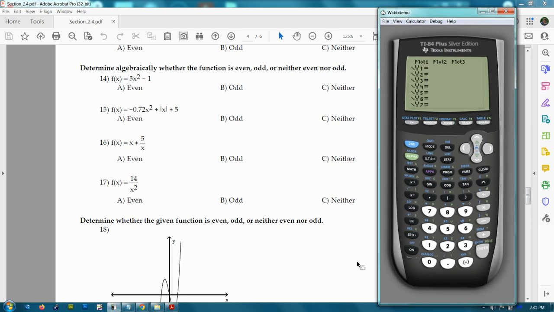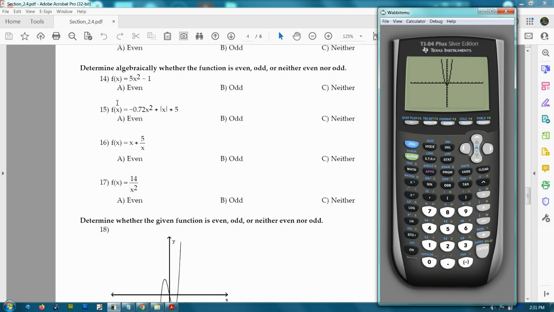So, number 14, 5x squared minus 1. Hitting graph, you realize you've got a parabola. Obviously it's symmetric to the y-axis, because if I fold it, these points lie on top of those. You get the idea. So number 14, y-axis symmetry.